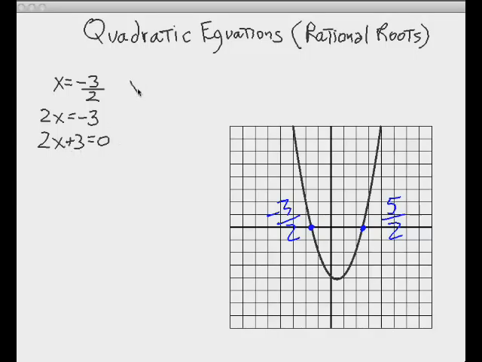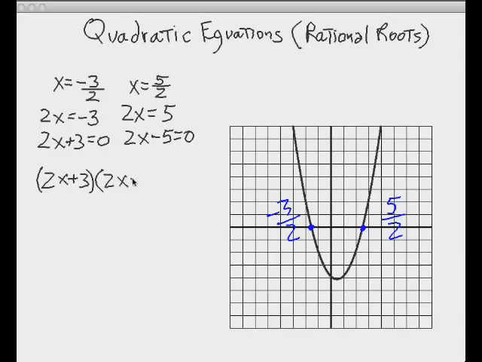And for our other one, if x is equal to 5/2, again I'm going to multiply by 2 and then subtract 5, and get that equal to 0. So these would actually become our factors: 2x plus 3 and 2x minus 5.